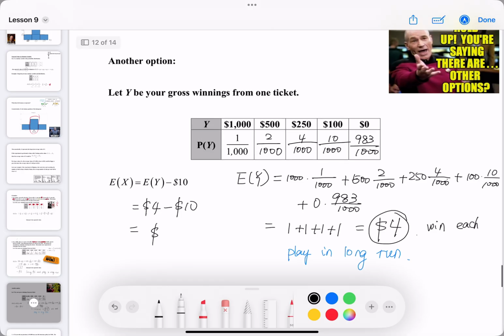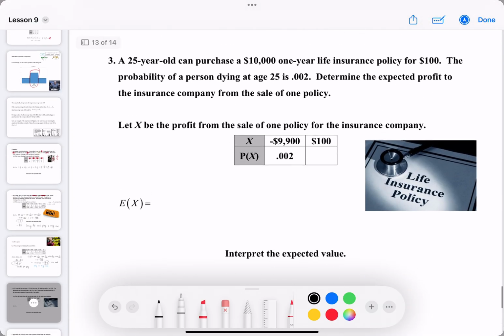So it is -$6. That means I'm not going to win $4 in the long run each play. I must also pay $10 for playing. This means in the long run each time I'm going to lose $6 per play. Okay, it's an interesting question.